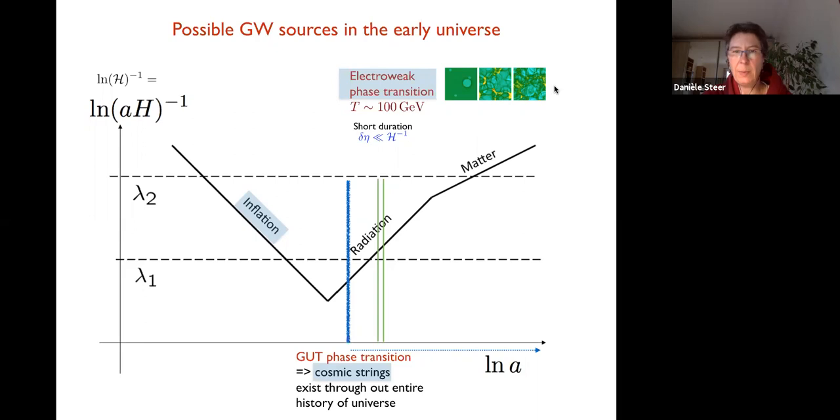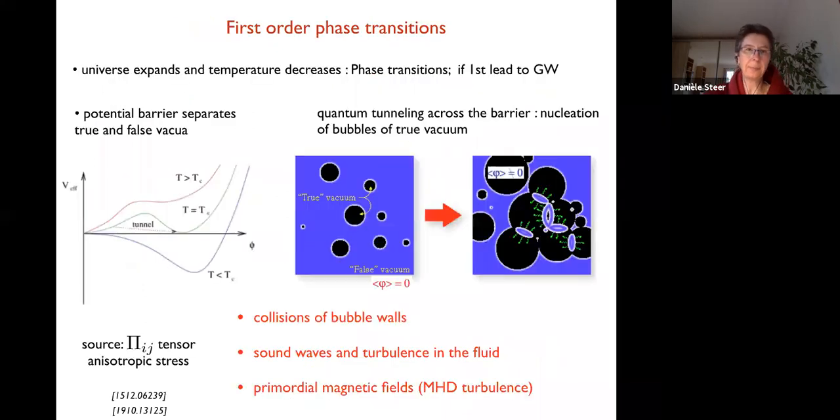So here I've drawn some bubbles. Why have I drawn some bubbles? It's because if the phase transition that we're studying, and this is an interesting question, at energy scales of the order of the electroweak phase transition is first order, then it can lead to gravitational wave production. So let me remind you, for those who may have forgotten, what a first order phase transition is.